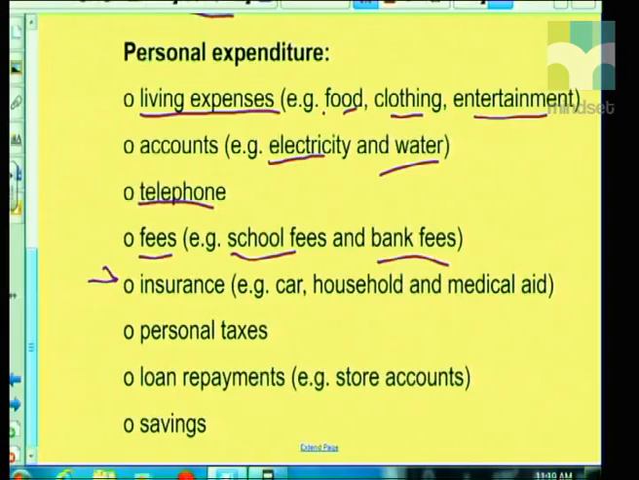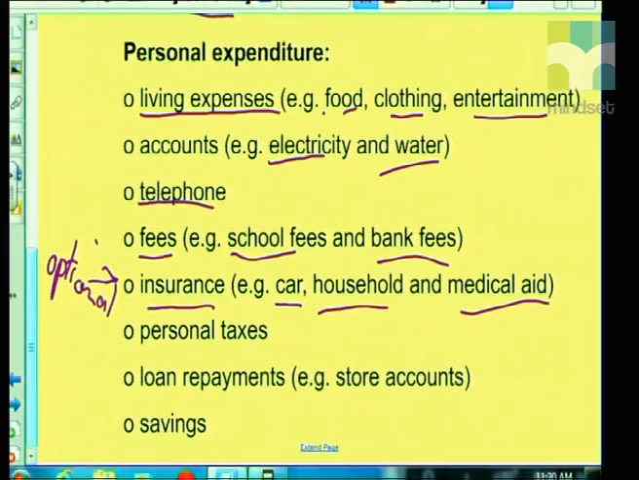We might also have things that are optional, so something like insurance. This might not be something that I'll take initially, but I certainly would think about it. If I'm buying a car, I'm going to need to have some insurance. I might need to have some medical aid as well. It's a form of insurance. In case I get sick, I've got some cover that will pay those unexpected requirements.